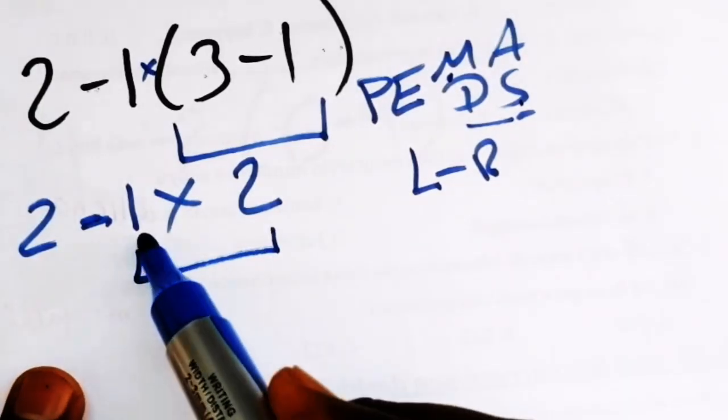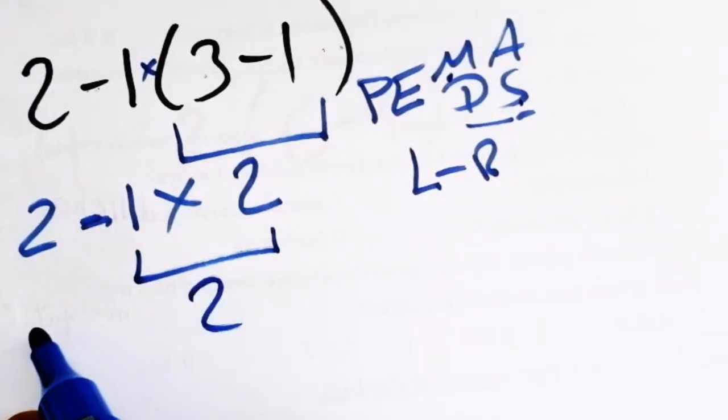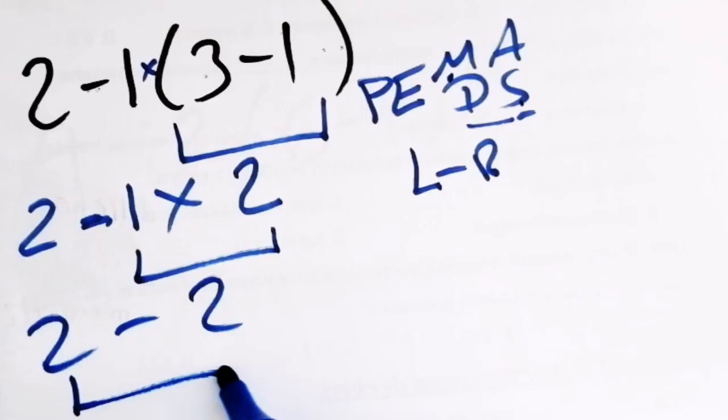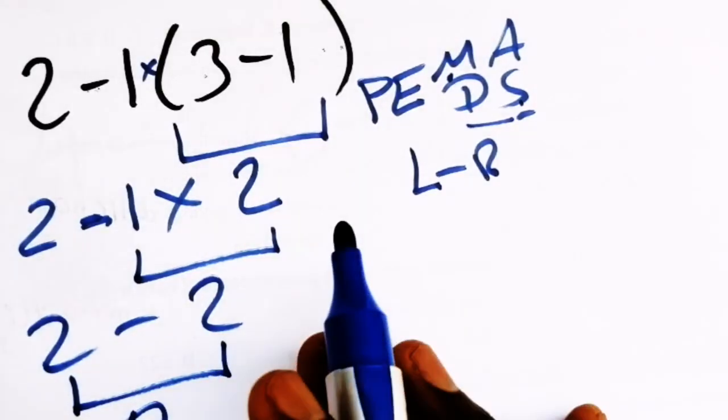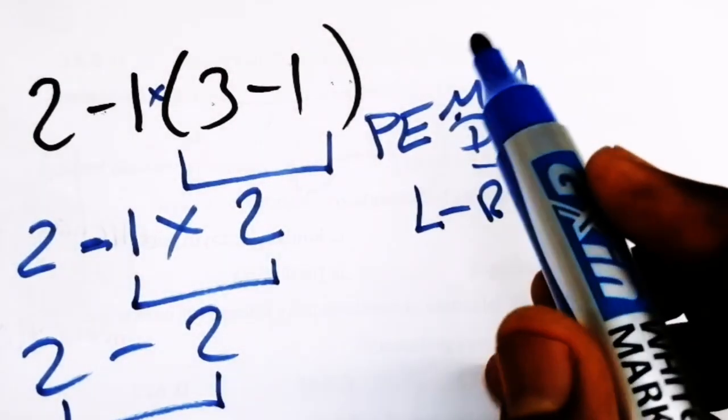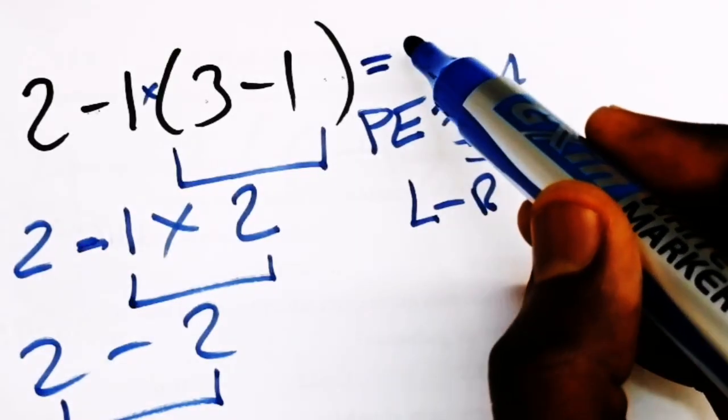Therefore, we have to multiply this 1 times 2, which gives us 2. Then 2 minus 2, which equals 0. This is the correct answer of this problem, okay? Therefore, the correct answer is equal to 0.